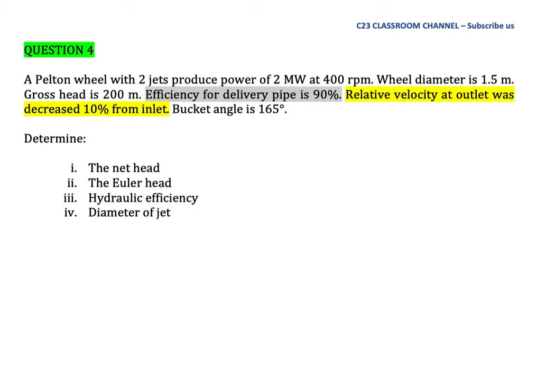Efficiency for delivery pipe is 90%. The relative velocity at outlet was decreased 10% from inlet, and the bucket angle is 165 degrees. Determine the net head, the Euler head, the hydraulic efficiency, and the diameter of the jet.